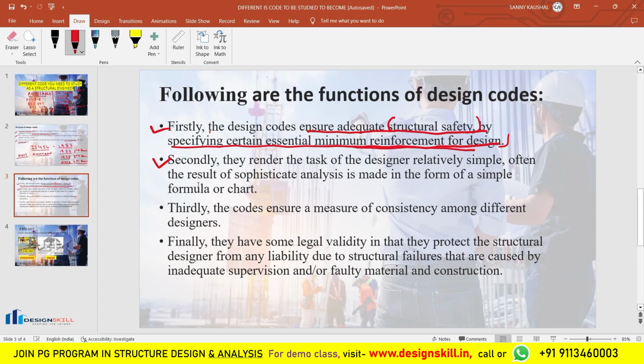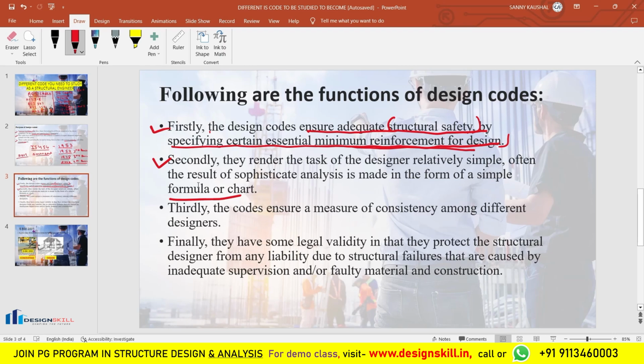See, in the IS code or any other code, you will find a formula or chart. The formula and the chart which you get in the IS code are the result of very sophisticated analysis. At the back end, sophisticated analysis has been done, and the results and the formulas are actually given in our code.